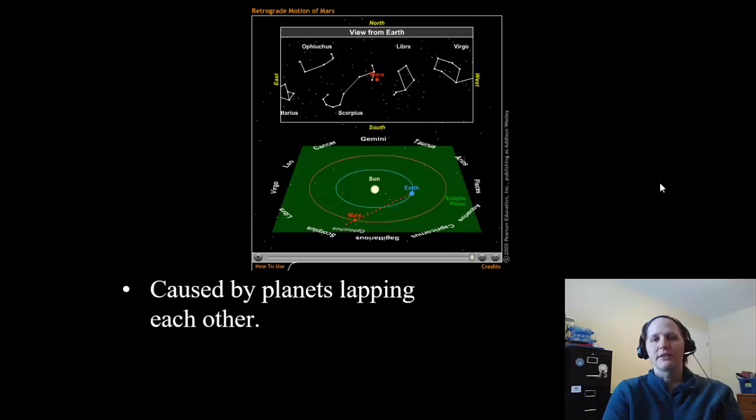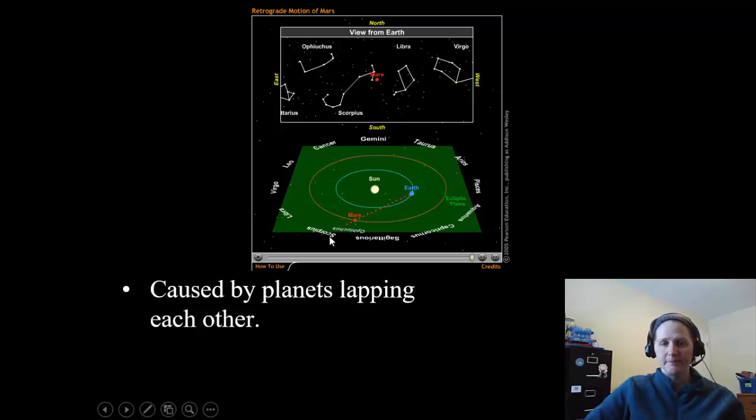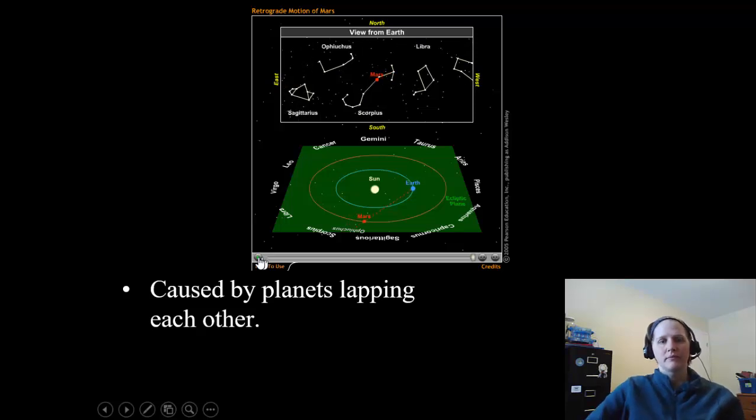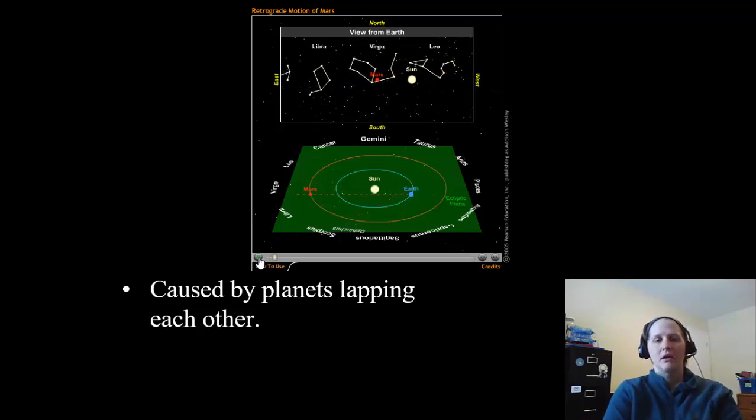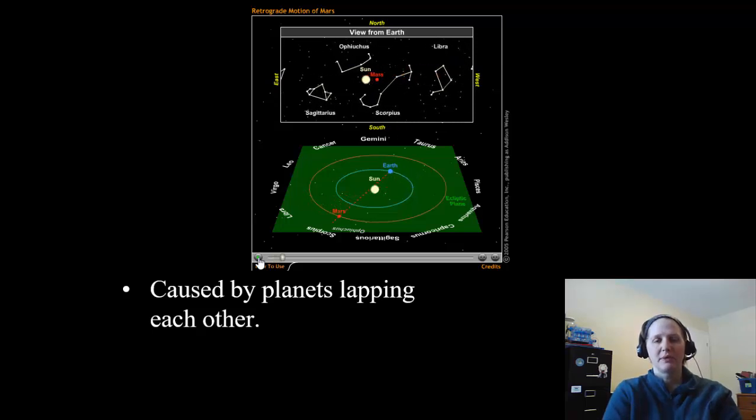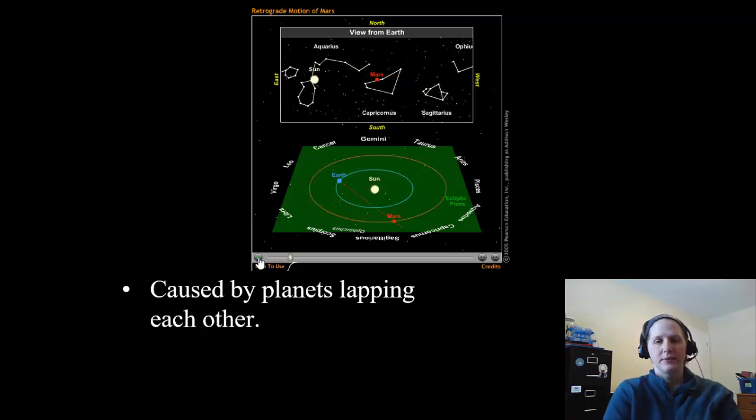Basically, it's just Earth lapping Mars in its orbit. Earth is closer to the Sun, so Earth is going to orbit faster. And so Earth will lap Mars. So here's Earth, here's Mars. This red line is our line of sight. So Earth is looking towards Mars, and Mars looks like it's lining up with Scorpius. As the planets orbit, our line of sight changes and Mars will appear in a different constellation.